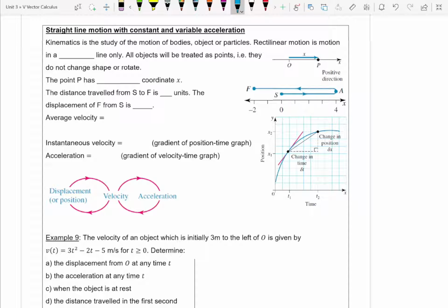In this video, we're going to put away the vector notation just for a little bit, and we're just going to look at straight line motion with constant and variable acceleration. So this falls under the branch of kinematics, the study of motion of bodies, objects, particles, and today we're doing the baby steps, the first introduction to this in what we call rectilinear motion. Rectilinear comes from the prefix recta, which means straight, and so this is motion in a straight line.